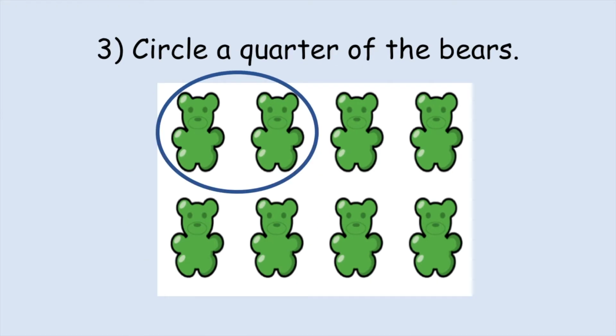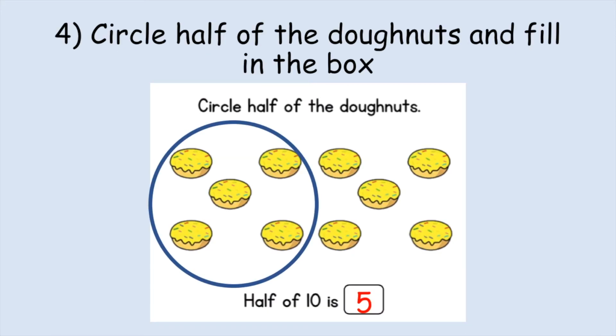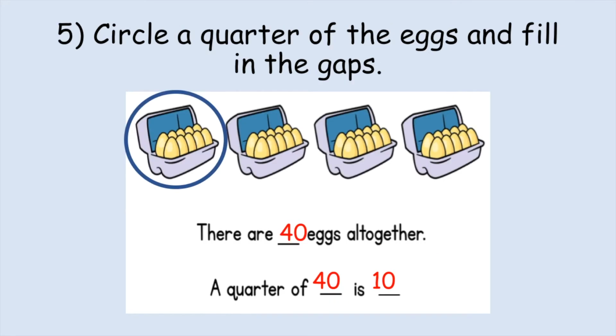Circle a quarter of the bears. So a quarter of 8 is 2. So as long as you have 2 bears circled, well done. Circle half of the donuts and fill in the box. So I had 10 donuts and I needed to circle half of them, so half of 10 is 5. Well done if you've got that correct.